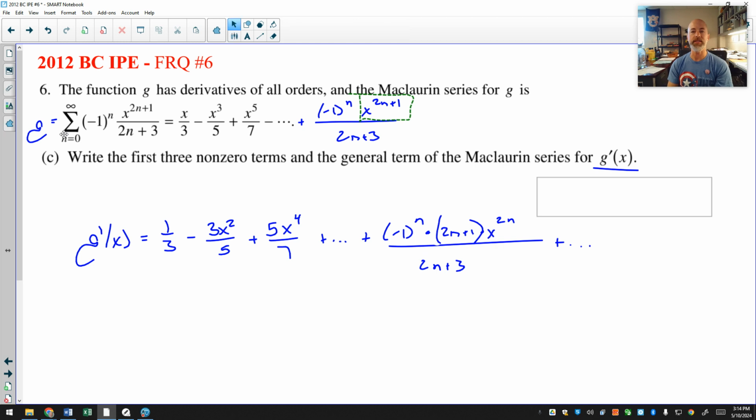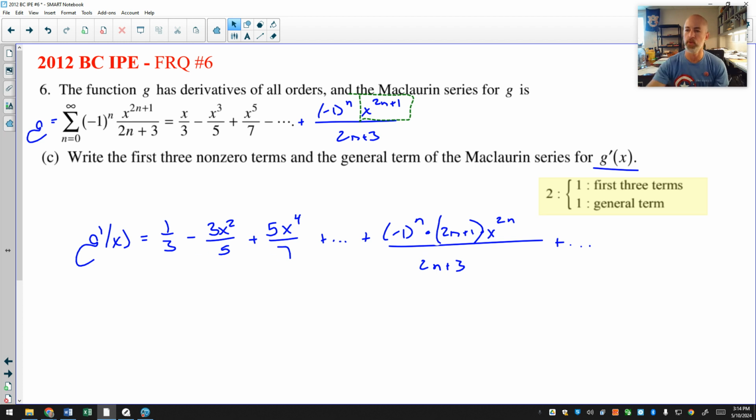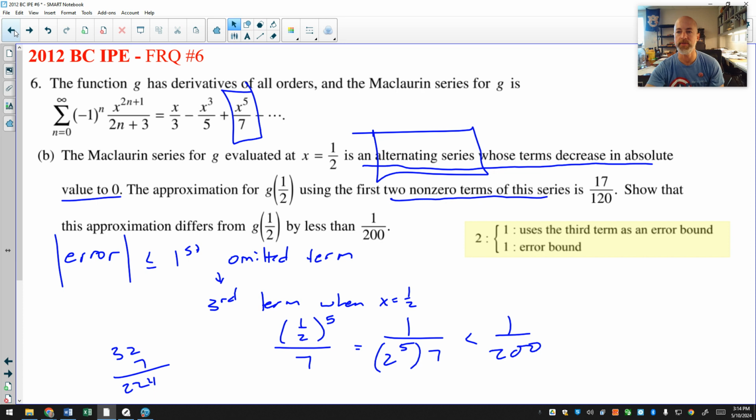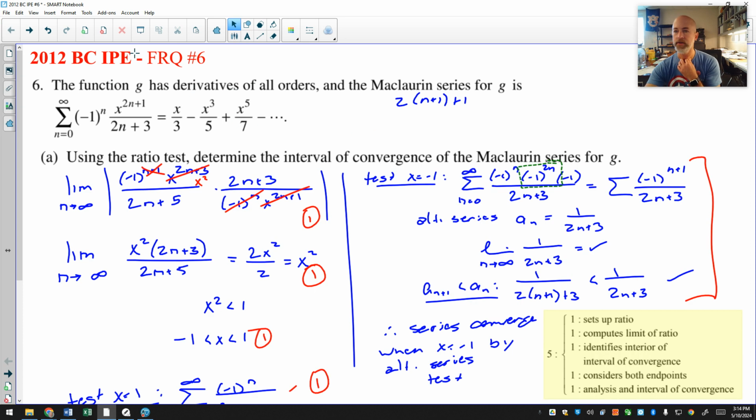And that is the end of this question. This was only a 2-point question. You got 1 point for getting the first 3 terms correct, and then 1 point for the general term. And so this is one where like 75% of your work is wrapped up in part A. And there is an explanation for the 2012. Well, y'all didn't know it's from 2012, but it's the series FRQ quiz we had from a while ago.